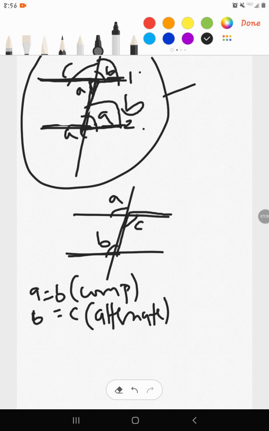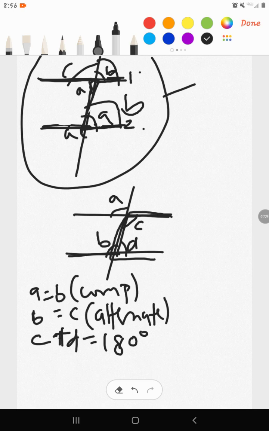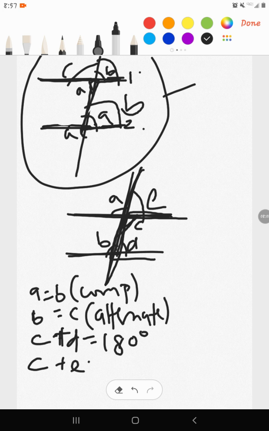Now, if this is D, because this forms N angles, N angles or supplementary angles, we know that C plus D will give us 180 degrees. We already know that one. Now I want to talk about angle on a straight line. This is the transversal, this is a straight line. If this is C and this is, for instance, E, because this is a straight line, angle on a straight line is 180. So C plus E is also 180.